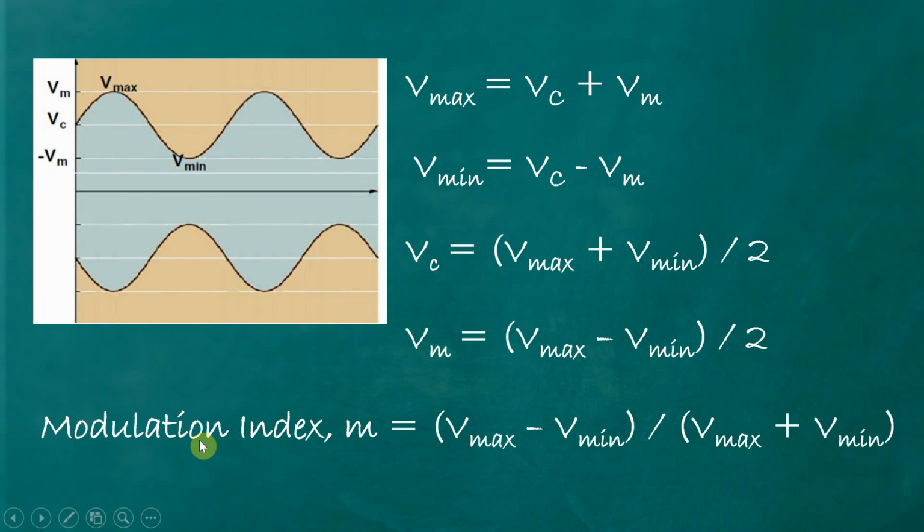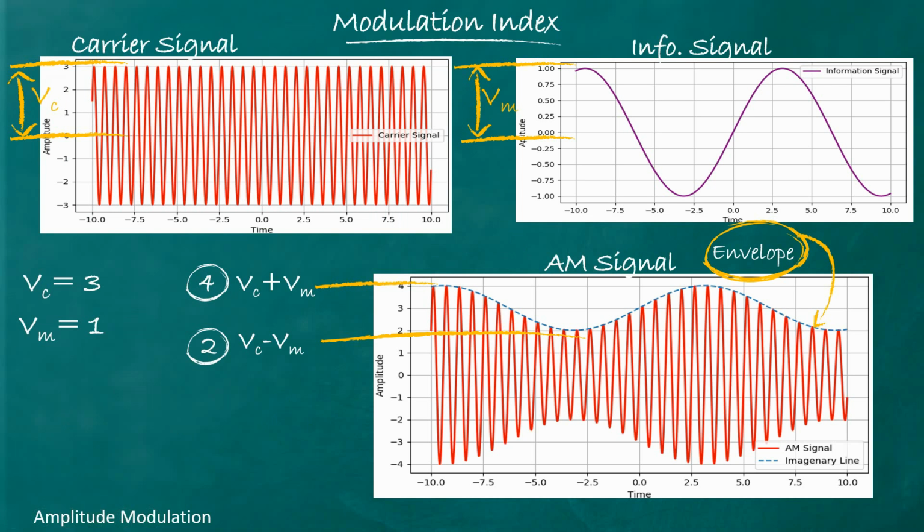And modulation index m is equal to Vm upon Vc. So take the ratio of these two equations, Vm upon Vc. So modulation index you will get is Vmax minus Vmin upon Vmax plus Vmin, right? So the point here is, from the values of Vm and Vc you should be able to get modulation index, or from envelope peaks you should be able to get modulation index. So let's see now.